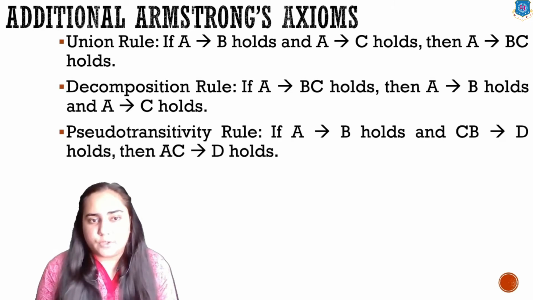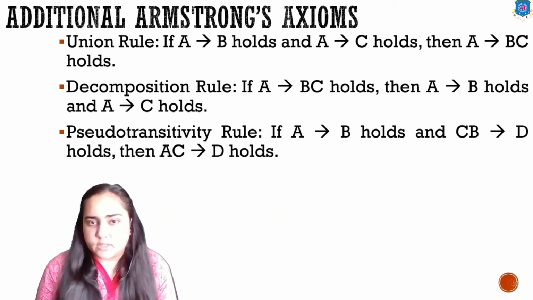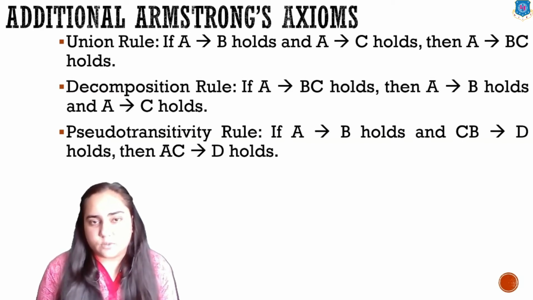Then we have the pseudo-transitivity rule, which says that if A determines B holds and CB determines D holds, then AC determines D holds. So A determines B is given, and CB determines D is also given to you. What we did is replace the B present in CB determines D with A, because A determines B. So this is another one of the additional Armstrong's axioms.